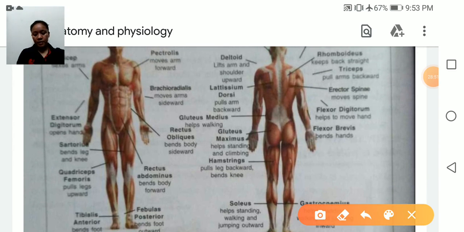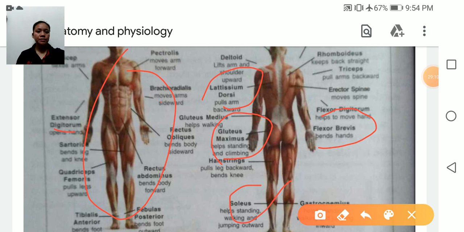Here are the types of muscles of the body, for example latissimus dorsi, gluteus maximus, etc. All these are the muscles.